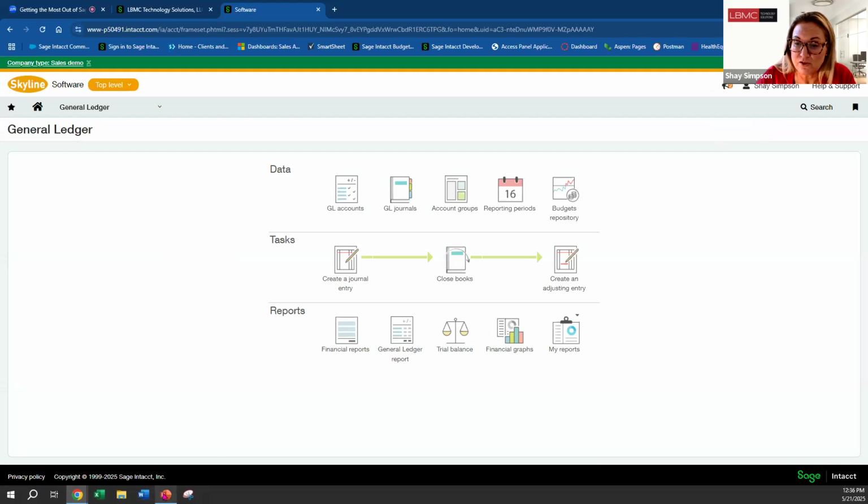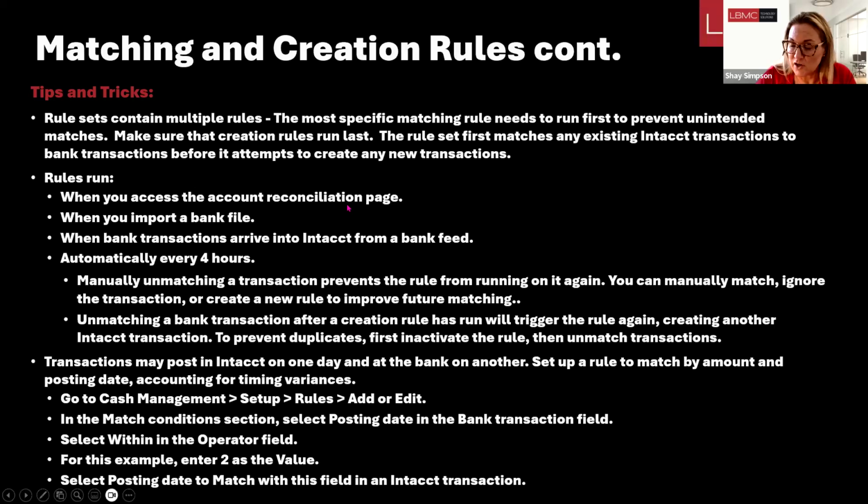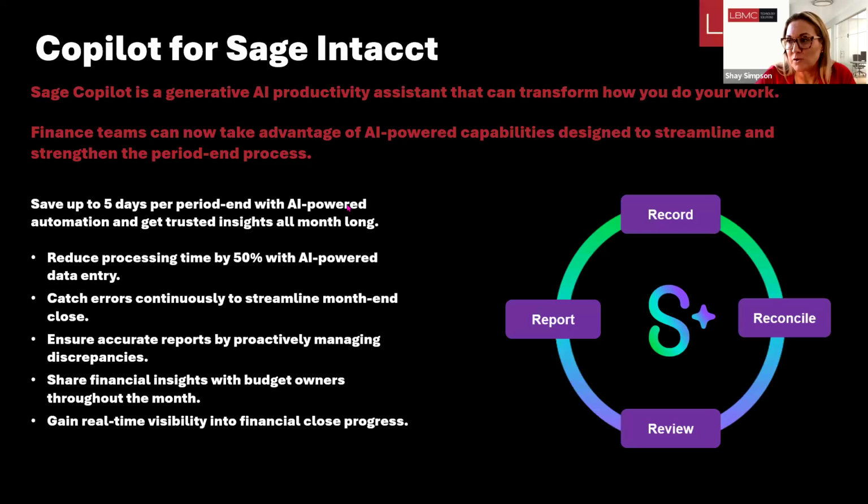All right. Let's go back into our PowerPoint presentation here. All right, so that covers our matching and creation rules, some of those tips and tricks. All right, so now let's talk about Copilot. Obviously AI is the latest and greatest push with pretty much any software. And I'm loving what I am seeing with the AI functionality within Sage Intacct.